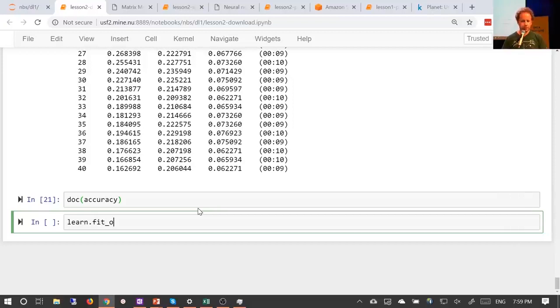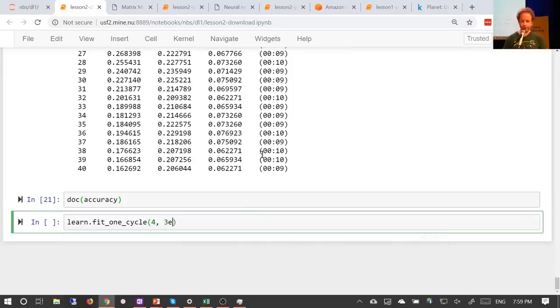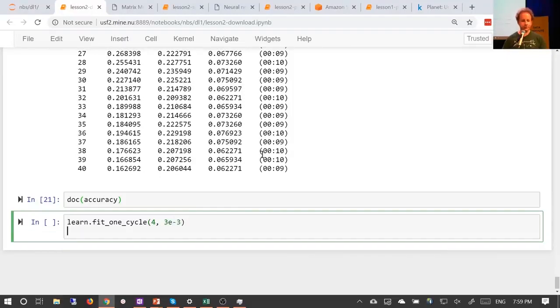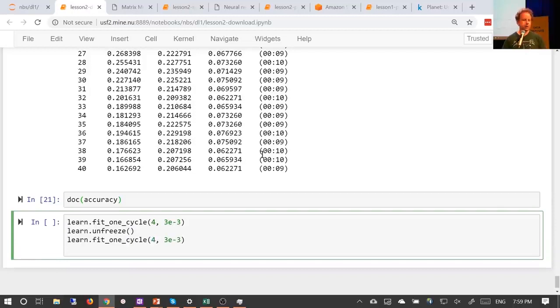fit one cycle, some number of epochs, I often pick 4, and some learning rate, which defaults to 3e-3. I'll just type it out fully so you can see. And then we do that for a bit, and then we unfreeze it, right? And then we learn some more.